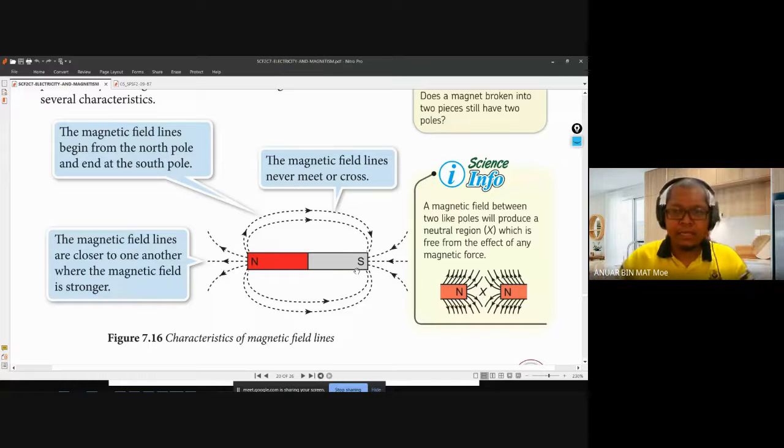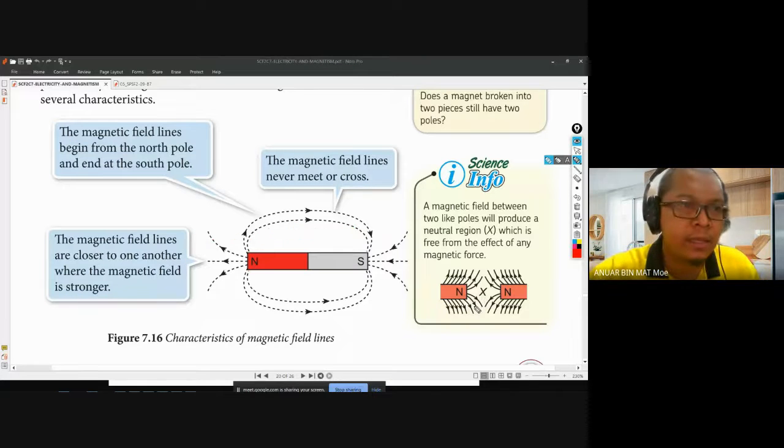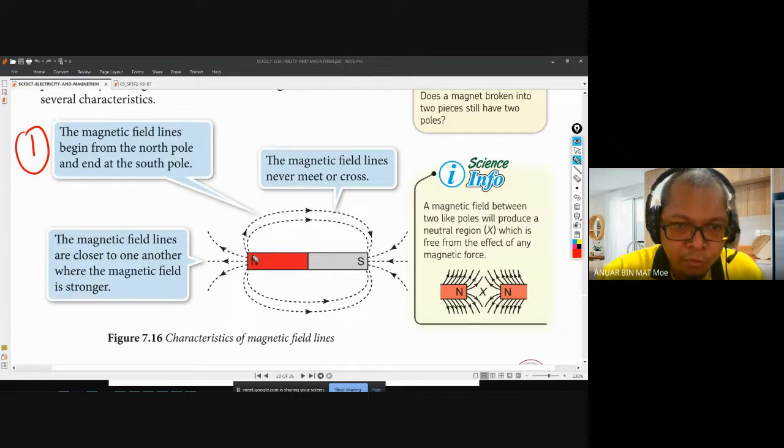Okay, this is the last lesson for today: characteristics of magnetic field lines. Number one: the magnetic field lines begin from the North Pole and end at the South Pole. This is number one, you must remember. It always begins from north.